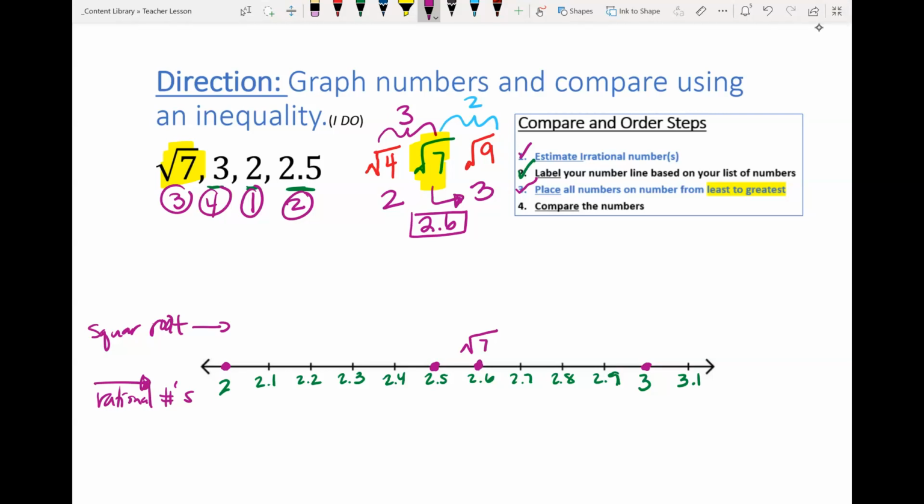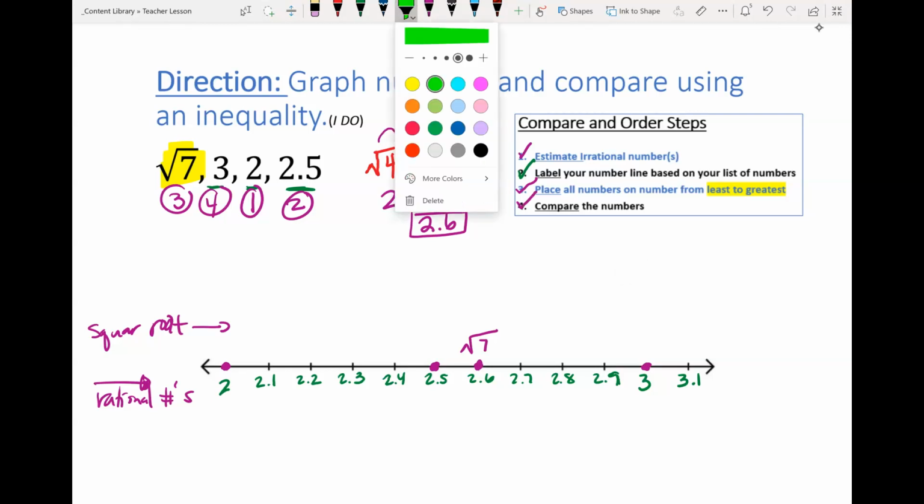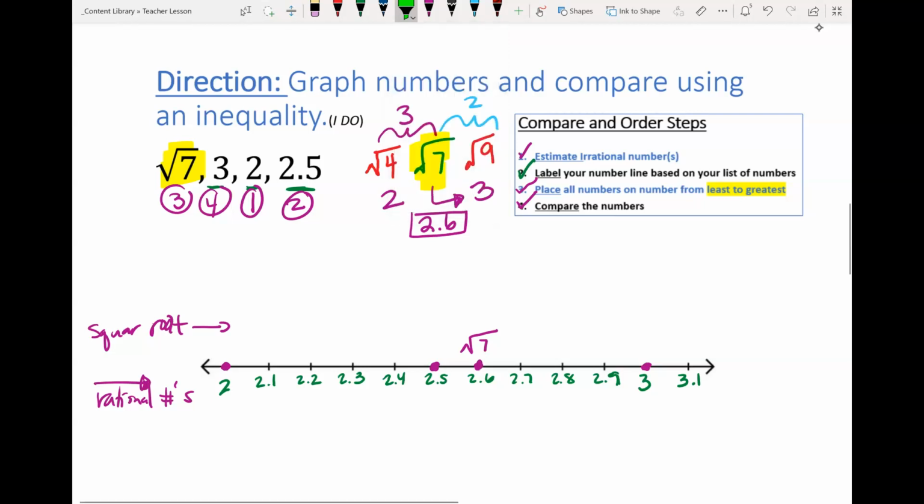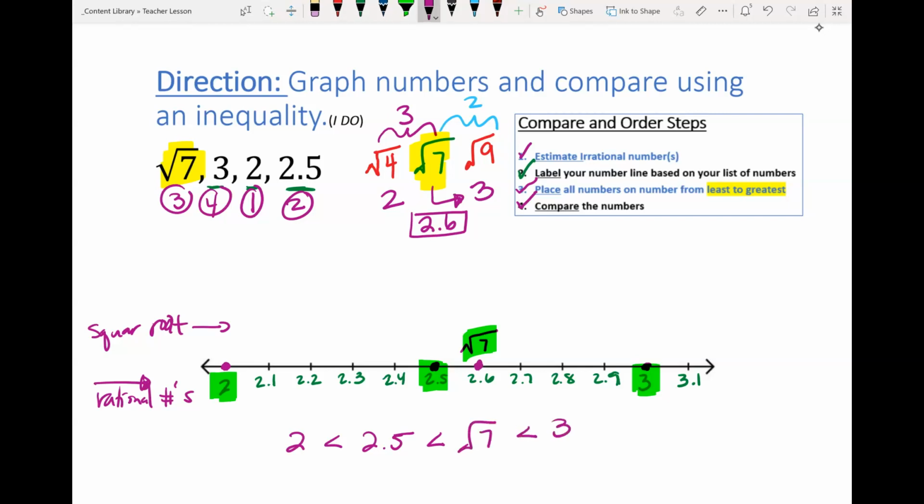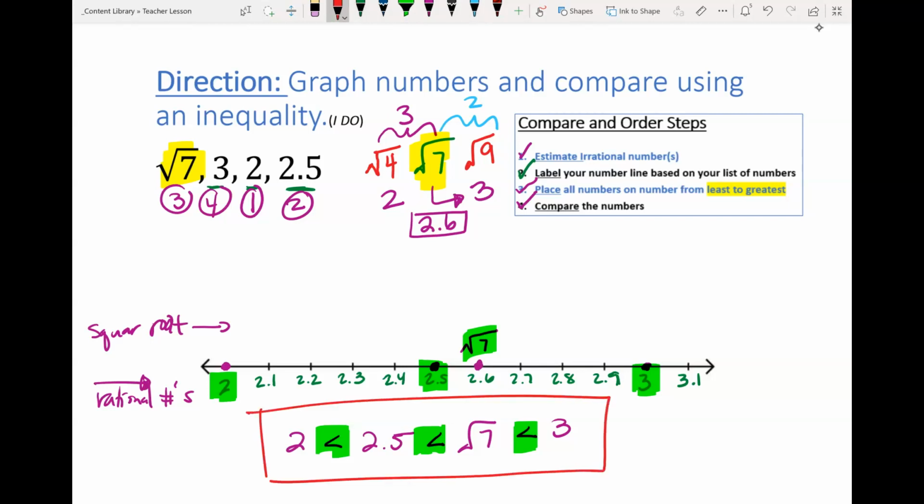Now let's compare them. That's our last step. And how do I compare these? Take a look, boys and girls. I know that we have 2, 2.5, square root of 7, and 3. So I'm just going to list them. 2 should be less than 2.5. 2.5 should be less than square root of 7. And square root of 7 should be less than 3. So I label with the inequality sign. And this is my final answer here, from least to greatest.